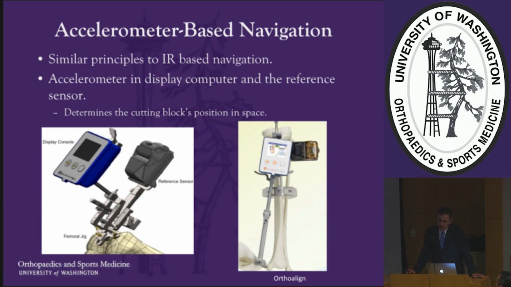And these accelerometers are able to be used to determine where the cutting guides are in space. So using a combination of ranging the hip and the knee to provide a reference, as well as using a probe within the accelerometer attached to different portions of the patient's extremity, you're able to determine where the guide is in space, and the surgeon can dial that in to the appropriate position that they like before making the cuts.